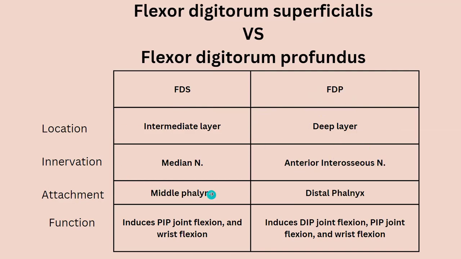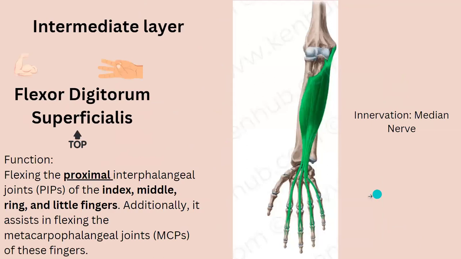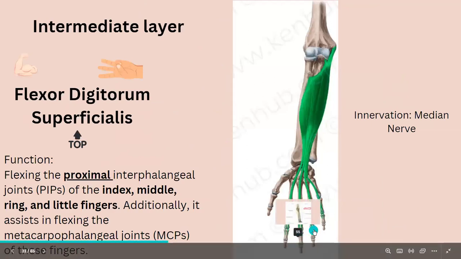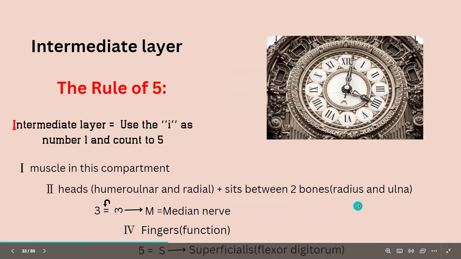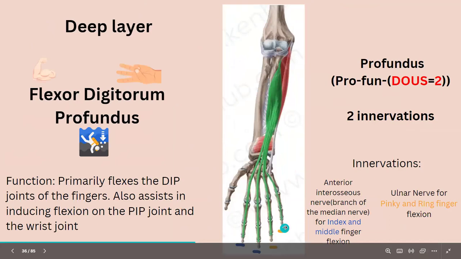The attachment is the middle phalanx for the FDS, while the FDP is the distal phalanx, which really makes sense. Since the FDS is in the superficial layer, it wouldn't reach as much length as the deep one. So the FDS is just superficial and only reaches the middle phalanx, as you guys can see right here. It does not reach the distal phalanx, while the FDP does reach the distal phalanx, which is why it brings about flexion at the DIP joints.